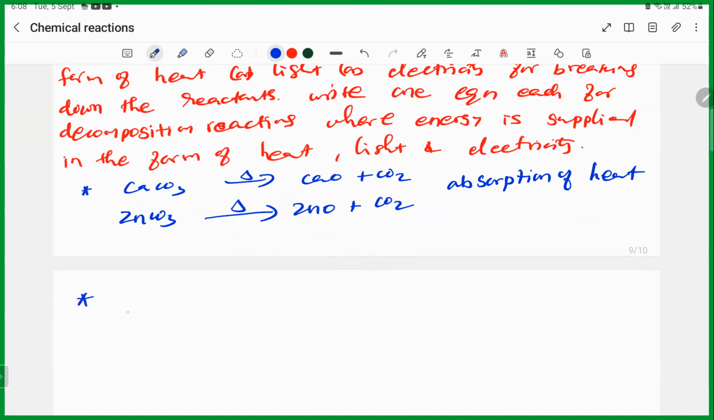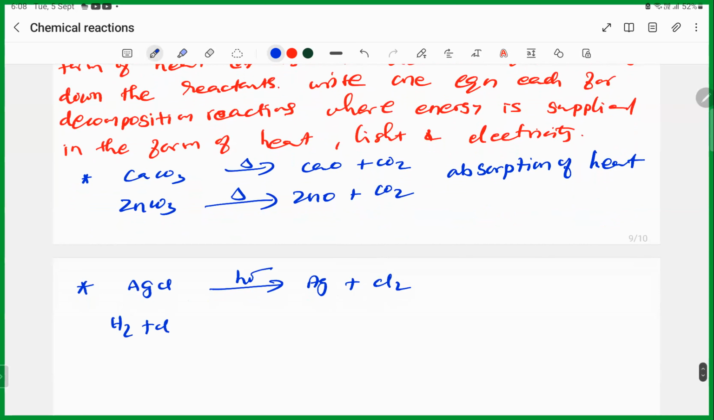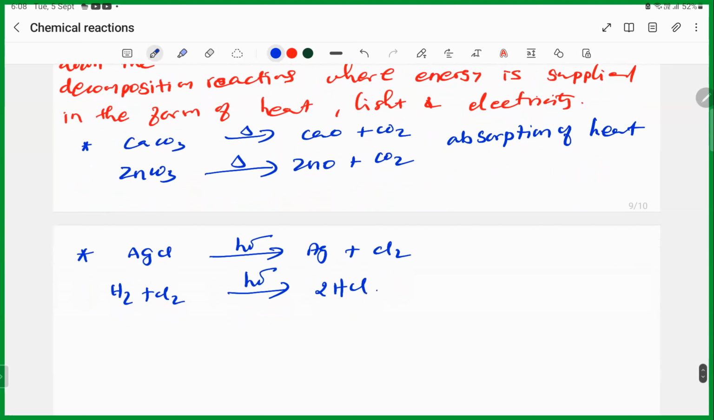Silver chloride, when heated, passed through sunlight, it gives silver plus chlorine, Cl2. So hydrogen plus chlorine in presence of h nu, it gives 2HCl. Yes. This is a reaction method. Then hydrogen peroxide in the presence of sunlight gives water plus oxygen. Then C6H12O6, sorry, carbon dioxide plus water, sunlight, chlorophyll.